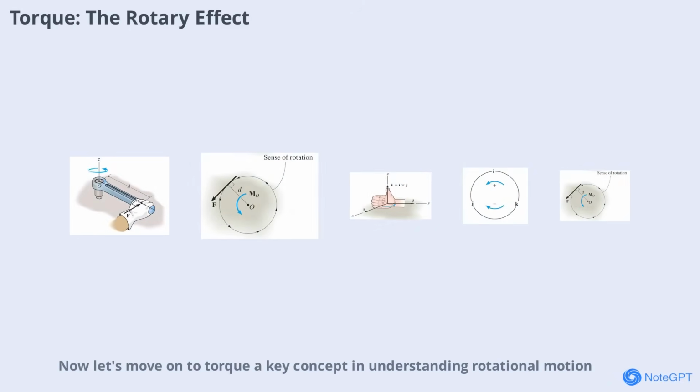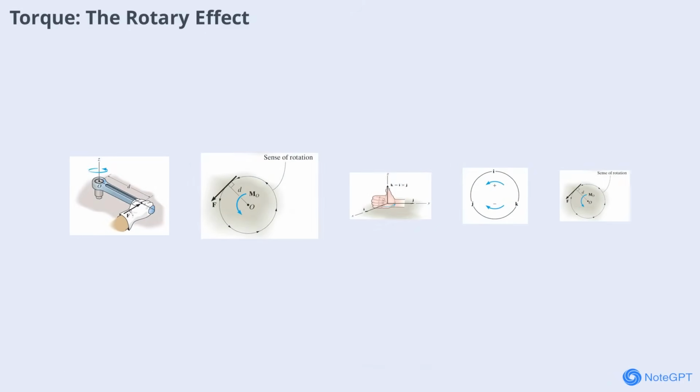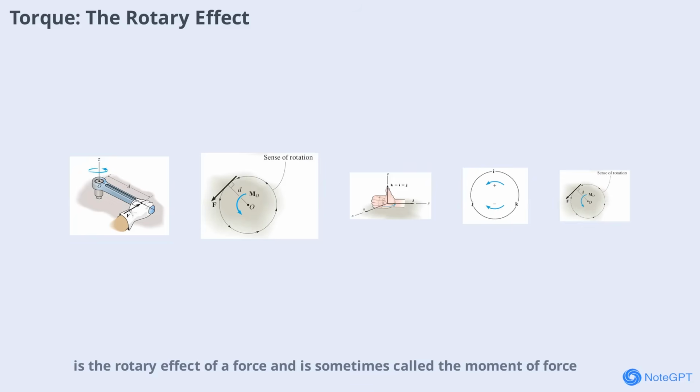Now let's move on to torque, a key concept in understanding rotational motion. Torque, often symbolized as T, is the rotary effect of a force and is sometimes called the moment of force. It is the angular equivalent of linear force. To calculate torque, you multiply the force by the perpendicular distance from the force's line of action to the axis of rotation.